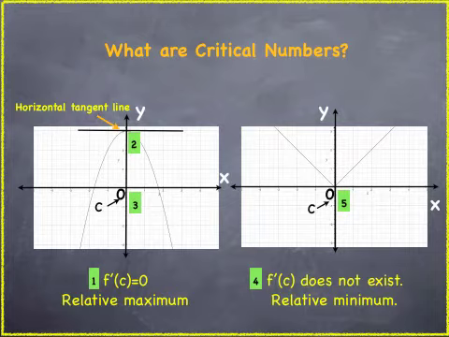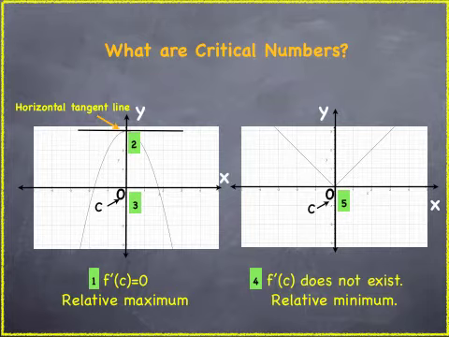Now let's move on to the graph on the right. In this graph, the shape is such that, yes, we do have a minimum because it's shaped like a valley, so we have a relative minimum. However, the difference here is we have a sharp turn in our graph at x equals 0.